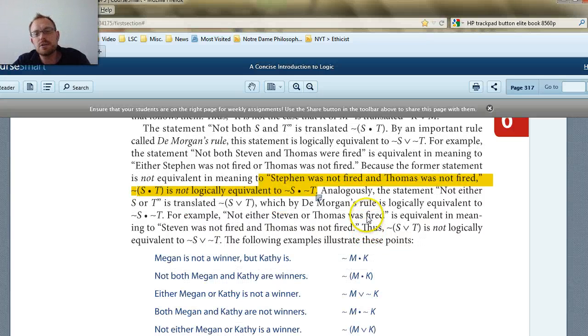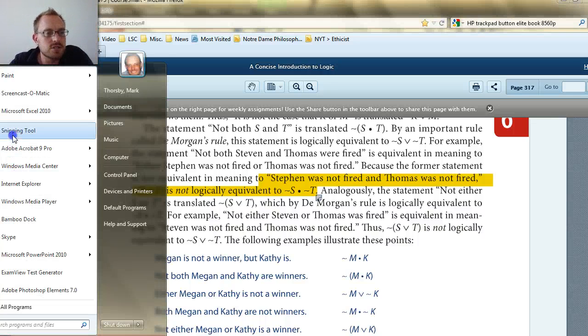And the last thing I want to talk about here is what's called De Morgan's rule. It's just an important feature. And that's the idea that if I say this statement, Stephen was not fired and Thomas was not fired, right? It's important to understand that these two things are not the same thing. So actually, let me go like this and snip this.